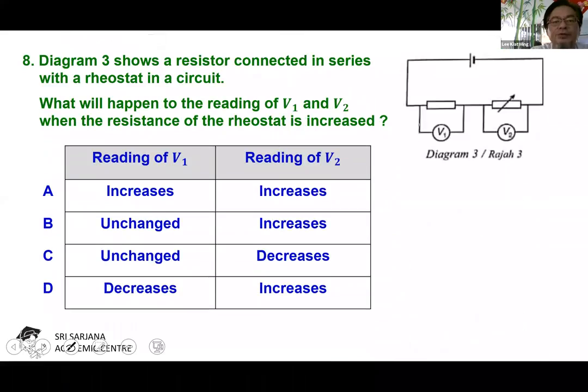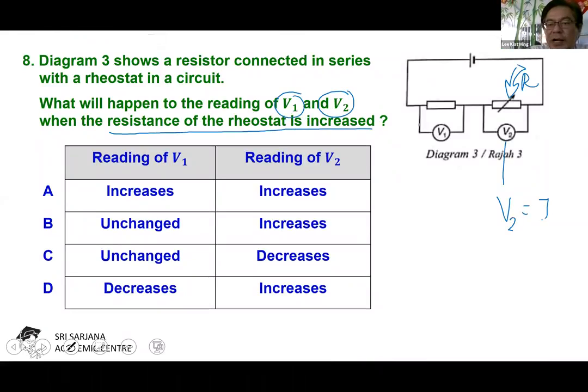What will happen to the voltmeters V1 and V2 when the resistance of a rheostat increases? This is the rheostat. So when we increase it, when the value of R increases, then your value for V2 will also increase, because you know V equals IR. It will normally follow the R.